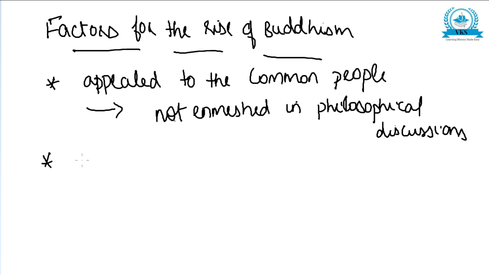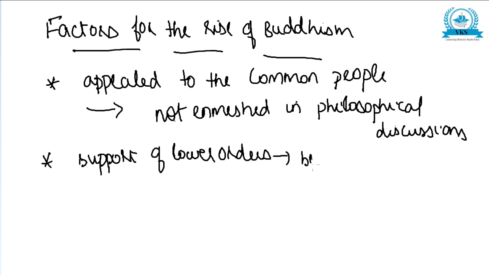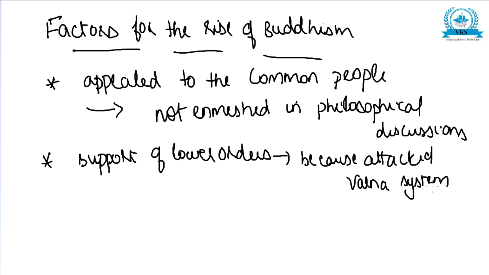It particularly won the support of the lower orders. Buddhism had the support of the lower orders, or we can say lower class, as it attacked the Varna system. The people of the lower order were the people who suffered because of the Varna system, so when a religion came which attacked the Varna system, they supported it. That was another cause.